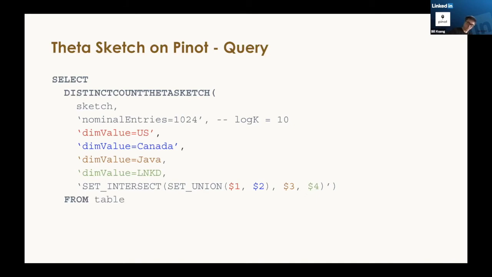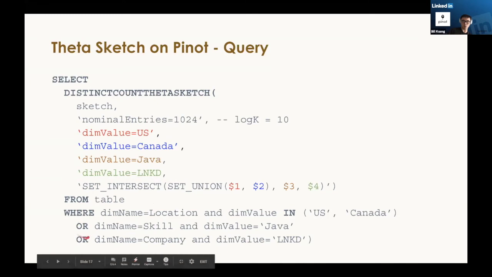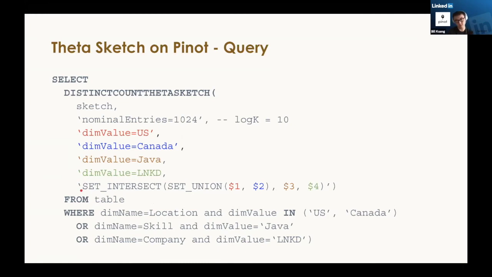And then the rest of the query should look very familiar to most of you, it's just a standard SQL query. You specify a table name, and then you specify a filter where you have to select all the rows here. So this is an OR together. You have to select all the rows here before you tell Pinot how you want to union or intersect them. Okay, so that's the anatomy of a Theta Sketch query.